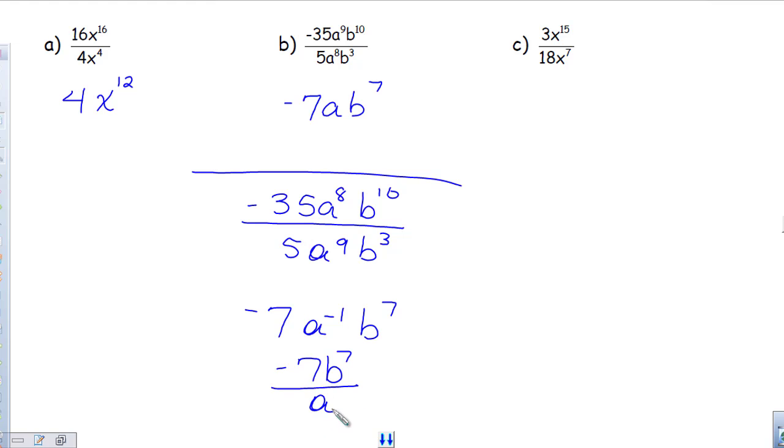Okay, in C, we've got 3x to the 15th over 18x to the 7th. And 1 over what? 6, right? And then with the exponents, we're going to just do what? If we subtract, very good. So this is going to be x to the 8th. All right, questions about that? Okay, very good.